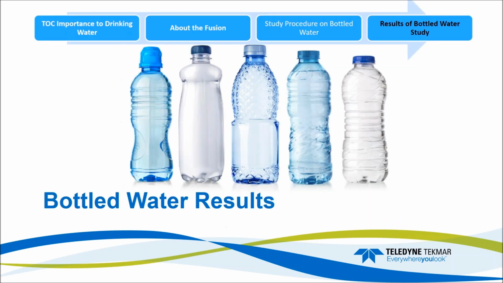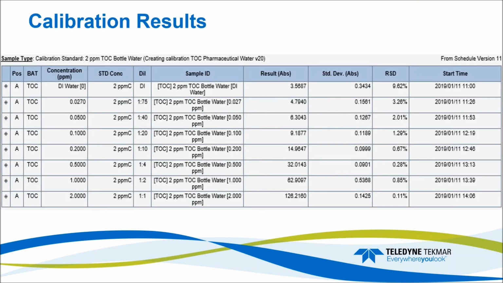Okay, so now let's get to the fun part, talking about the TOC results of each bottled water sample. All right, so here are the calibration results. You can see we took a 2 ppm stock standard, which I explained how to prepare earlier, and the system diluted it for us. So it did a 1 to 2, a 1 to 4, a 1 to 10, a 1 to 20, a 1 to 40, a 1 to 75, and then a DI water, almost like a blank for this one. And then it calculates for you what the final concentration is. So we actually did a range of theoretical 0, or you could say more accurately, 27 ppb to 2 ppm.